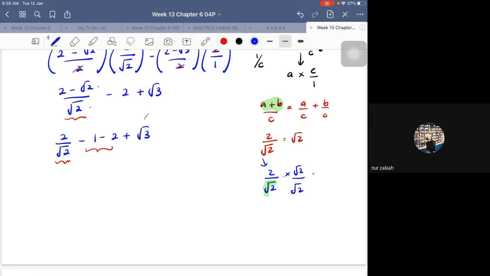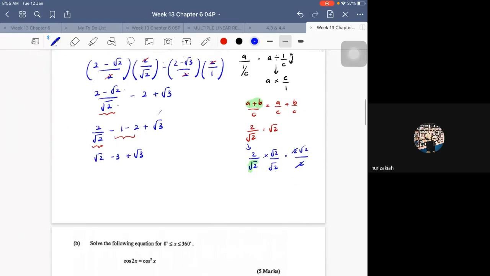Bawah pun darab dengan square root 2. So this is going to be 2 square root 2 over 2. So dia adalah bersamaan dengan square root 2. So basically this is going to be square root 2. So minus 3 plus square root of 3. So kita dah prove.